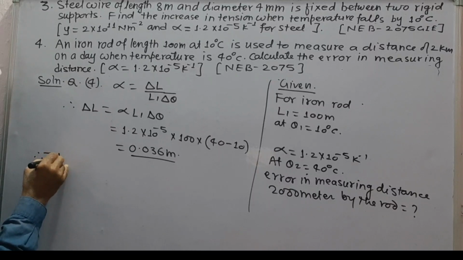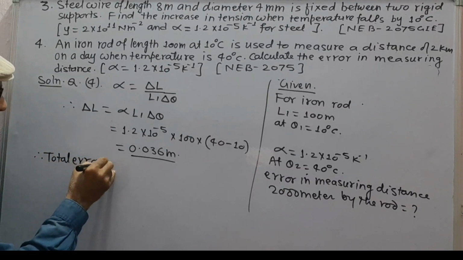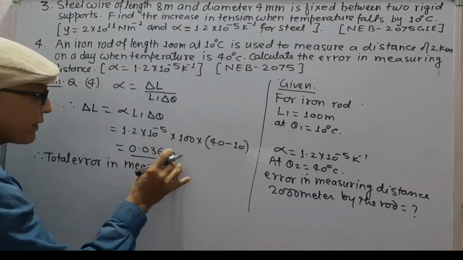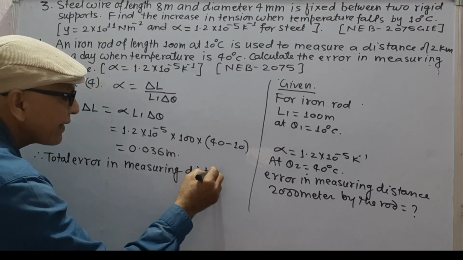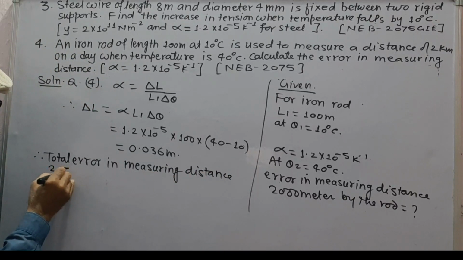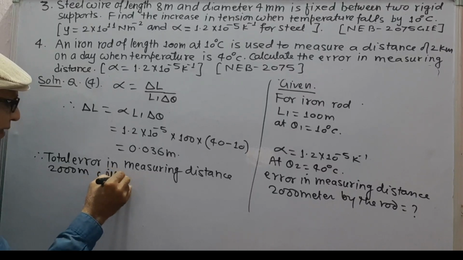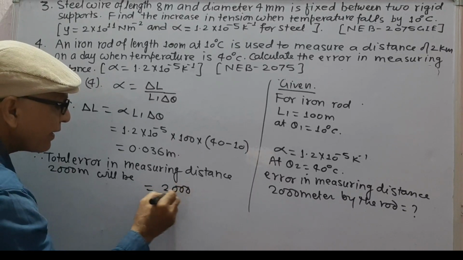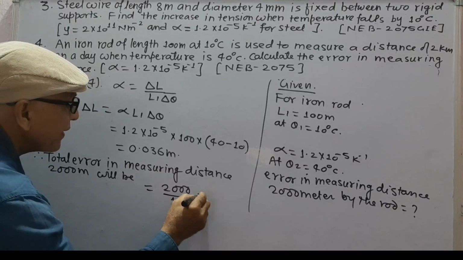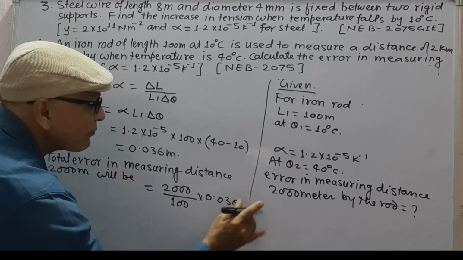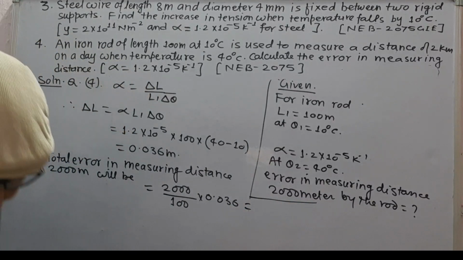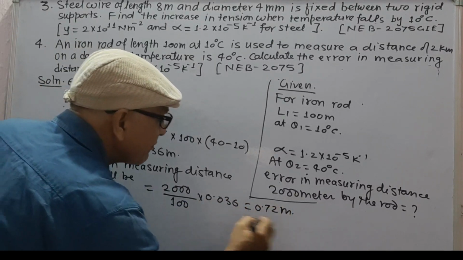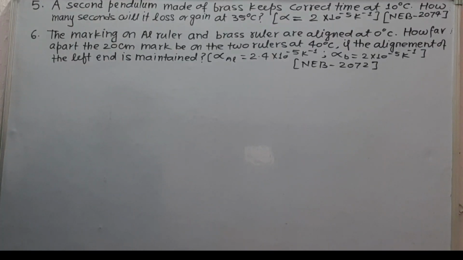Therefore, total error in measuring distance 2000 meter will be equal to 2000 upon 100 into 0.036, which is equal to 0.72 meter by unitary method.